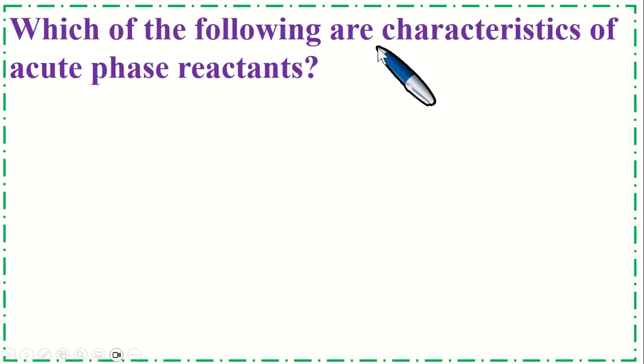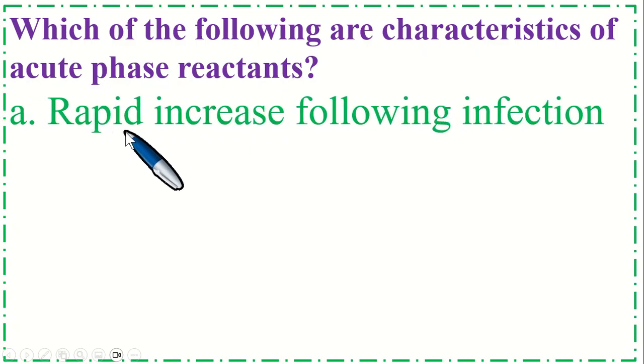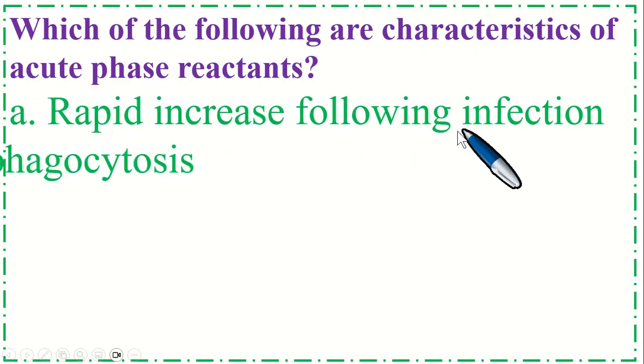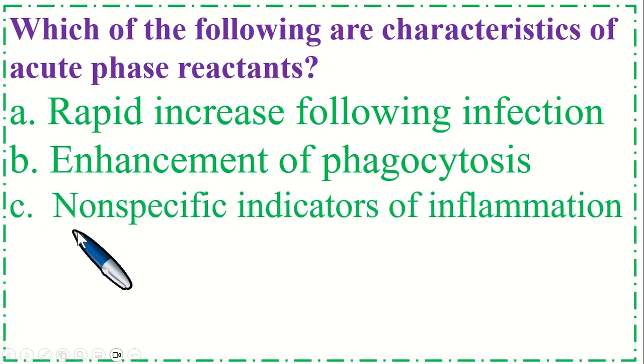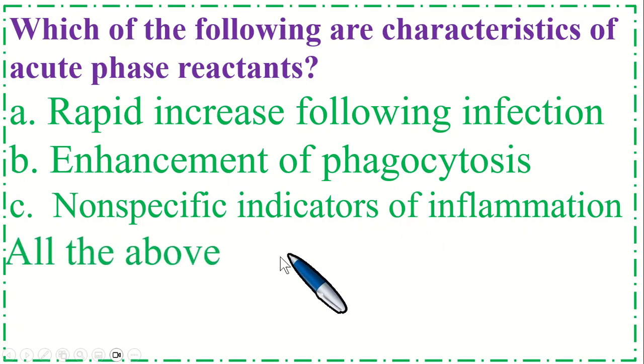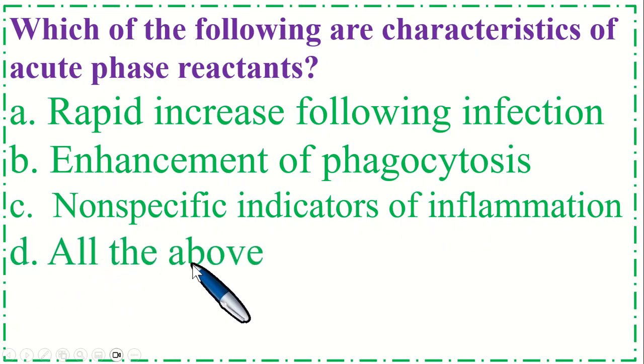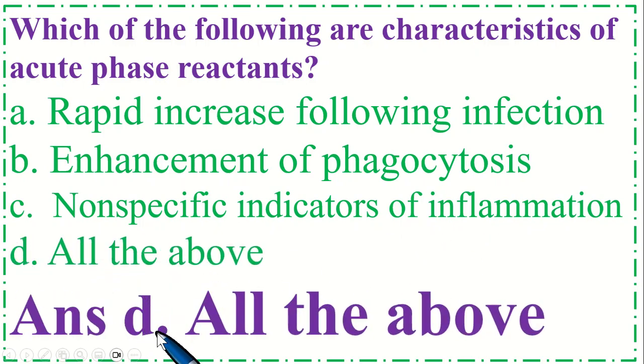Which of the following are characteristic of acute phase reactant? Option A. Rapid increase following infection. B. Enhancement of phagocytosis. C. Non-specific indicator of inflammation. Option D. All of the above. So the correct option is D. All of the above.